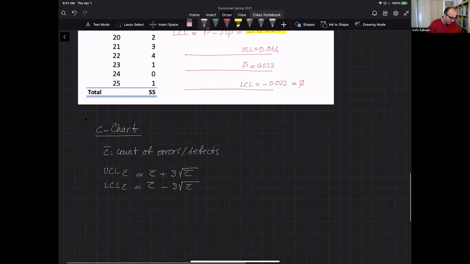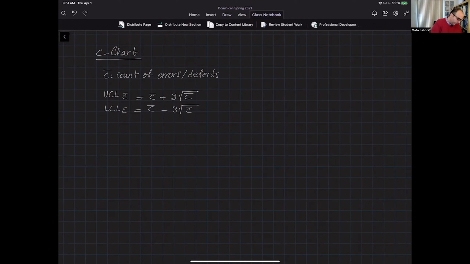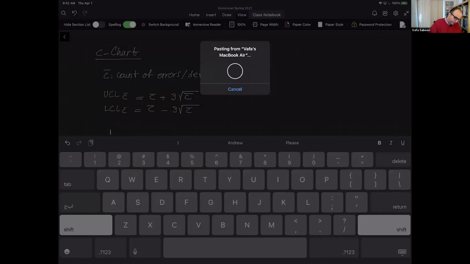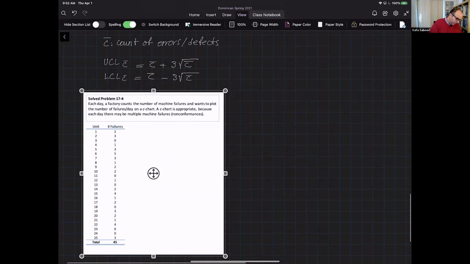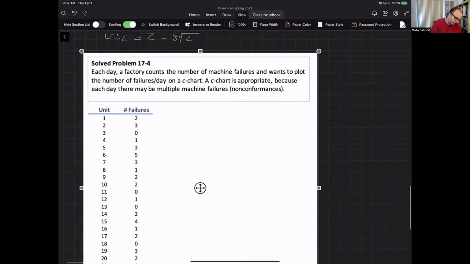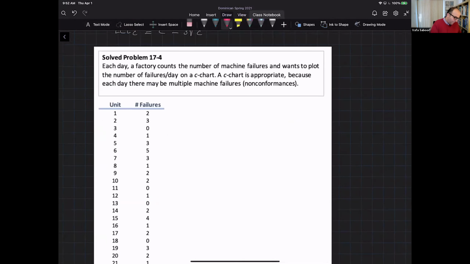So let's take a look at an example first manually, then using the template, and then we will see if we can build it in Excel. Okay. So this is solved problem number 17-4. Let me copy and paste it here. Okay, so let's take a look here.